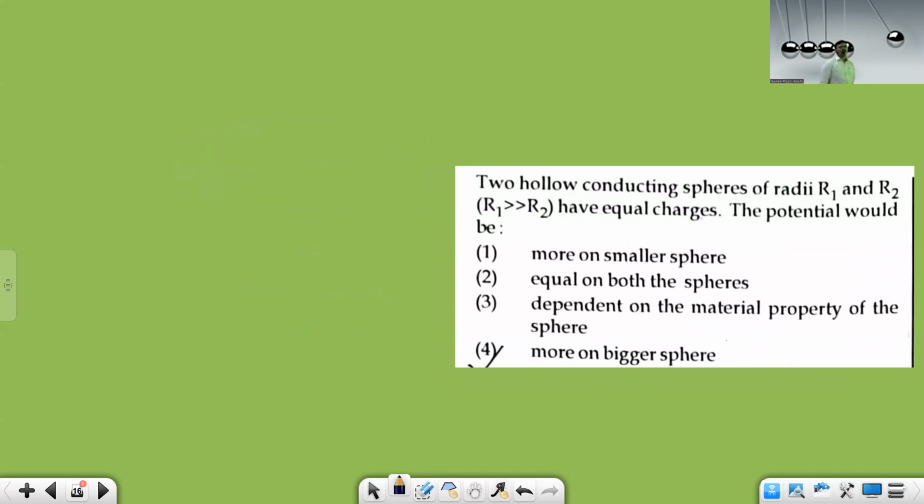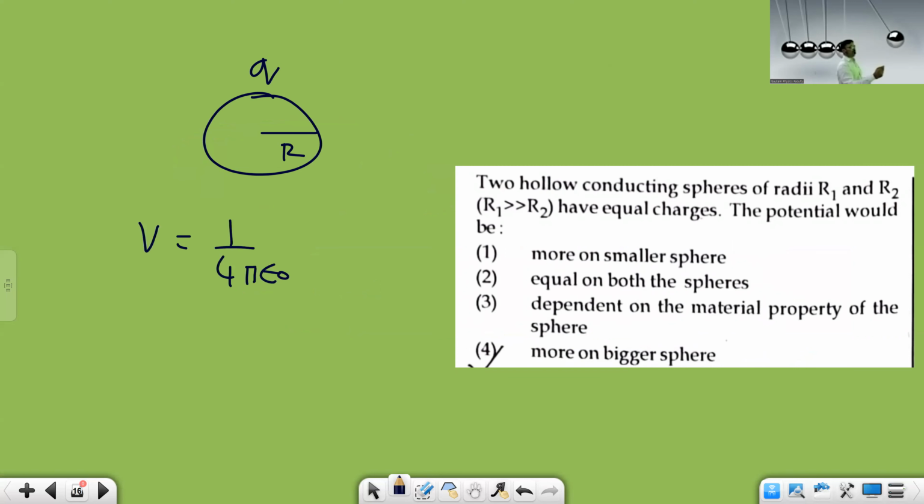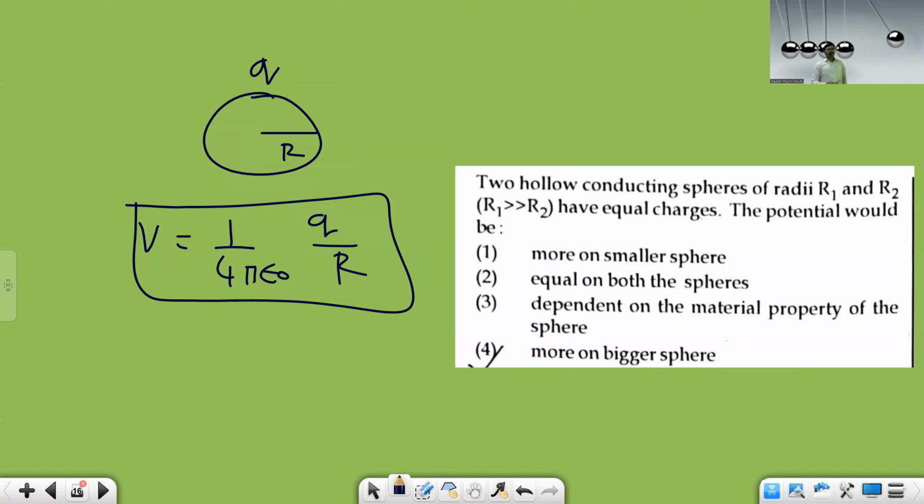Next question, if you observe, two hollow conducting spheres of radius R1 and R2 have been given equal charge. So here charge is equal. First of all, the potential on the sphere is 1 by 4 pi epsilon naught Q by R. This is the potential formula. Here clearly the charge is the same, and 1 by 4 pi epsilon naught is constant. So V is inversely proportional to R.